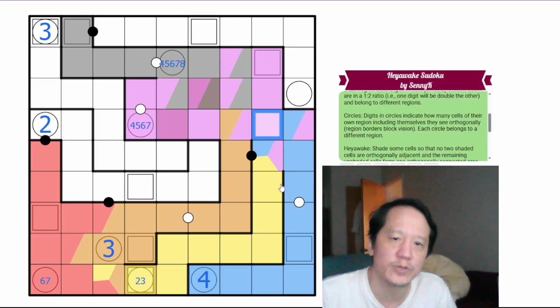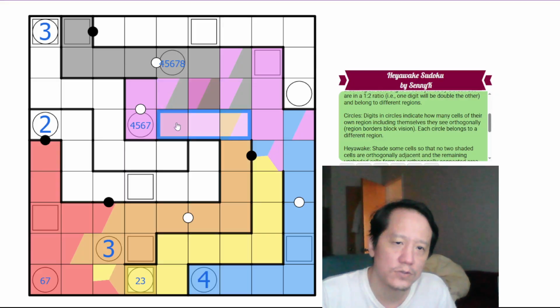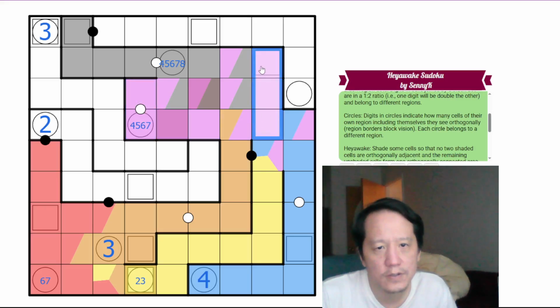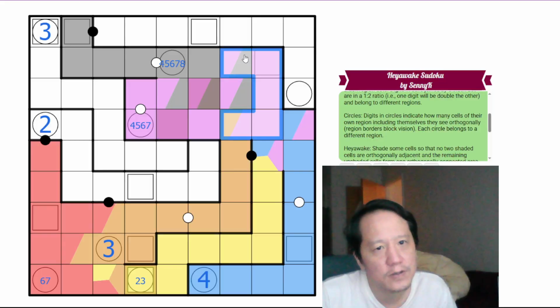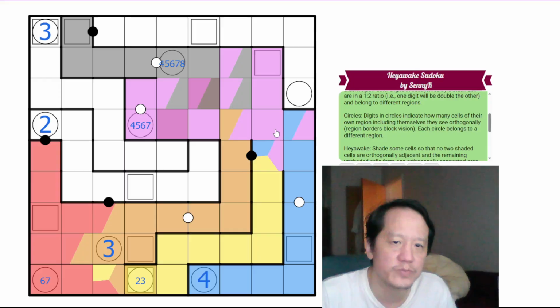Actually, this has to be pink here. So we have 1, 2, 3, 4, 5, 6, 7. We need to connect orthogonally to here. So 1, 2, 3, 4, 5, 6, 7. It cannot, it has to be 1, 2, or 1. It could be 1, I guess, in that way. So this cannot be pink. If this is pink, well, actually it could be 1, 2, 3, hold up.